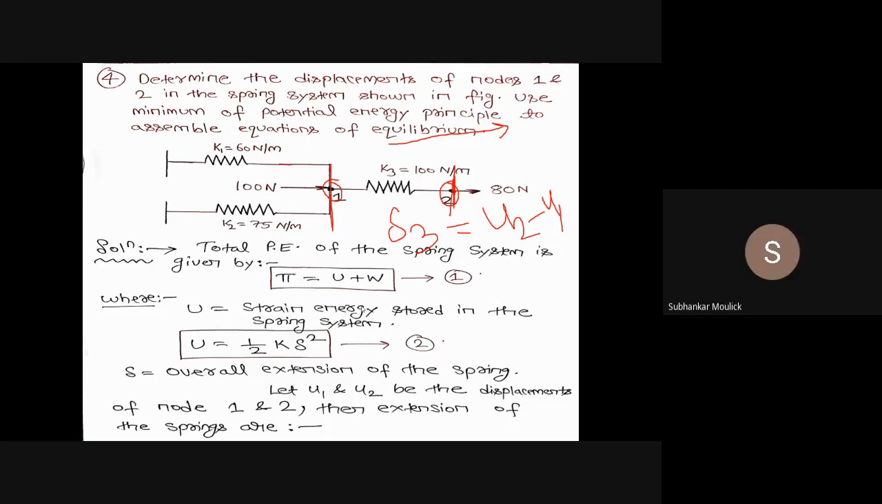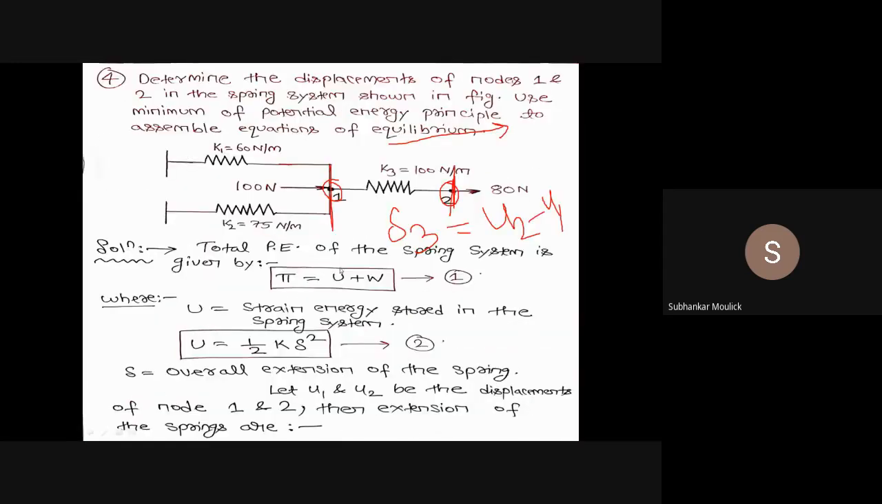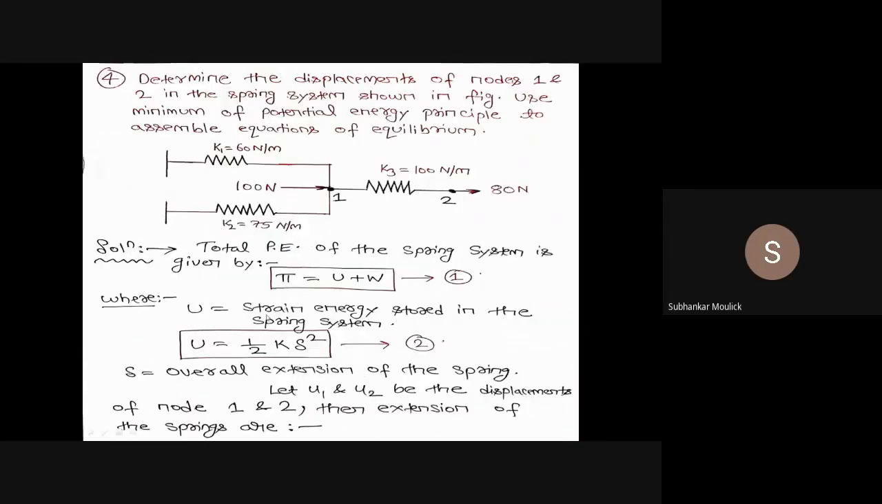Since the entire system is moving towards the positive x-axis, I am assuming that whatever force is acting in this direction is greater than the previous one. So is it okay now? Yes, sir. Okay. So delta 3 is u2 minus u1. Now I will substitute. The value of delta 1 and delta 2 is the same, u1. Value of delta 1 and value of delta 2 is the same.